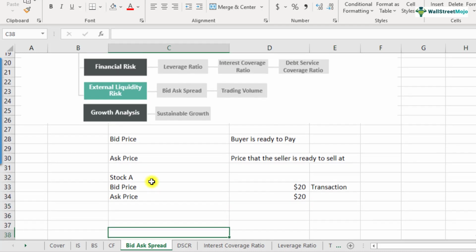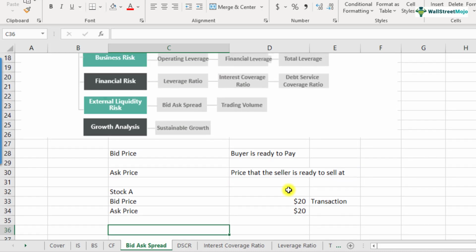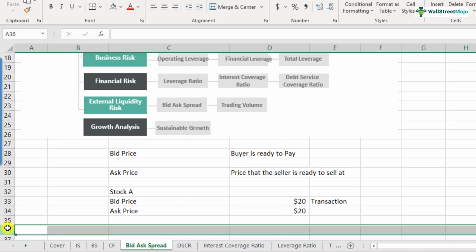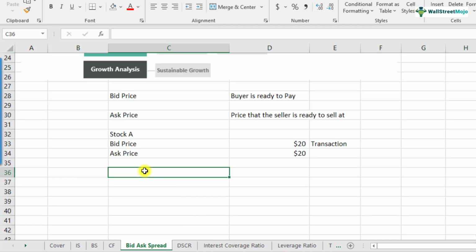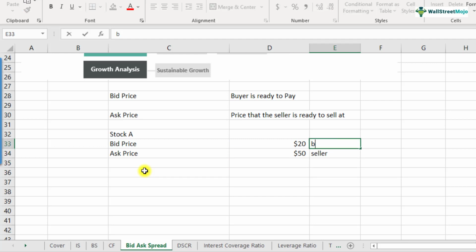But let's imagine a scenario where there is a difference between the two. Say, for example, the bid price is 20 and the ask price is 50. Now what happens in this case? This means that the seller is ready to sell the stock only at $50, but the buyer is ready to buy the stock only at $20, right? So no transaction will happen until one of the two parties agrees to change their price.